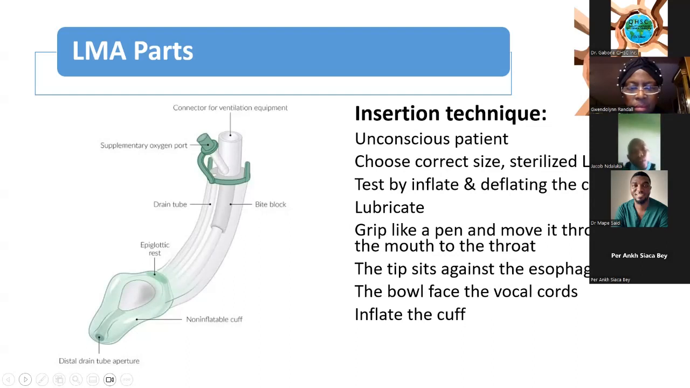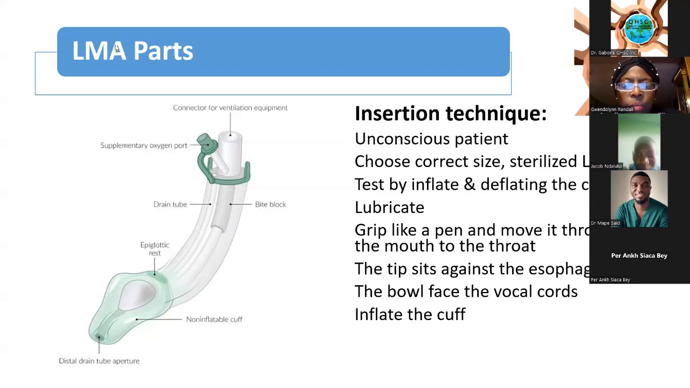Again, the patient has to be unconscious or anesthetized. You choose the correct size of sterilized laryngeal mask, and if it is an inflatable one, you have to test by inflating and deflating the cuff before you apply it. Lubrication will help you, and you grip it like a pen and move it through the mouth to the throat, so the tip sits against the esophagus and the base of the vocal cords. Then you fix the cuff if it is inflatable; if it's non-inflatable, monitor.